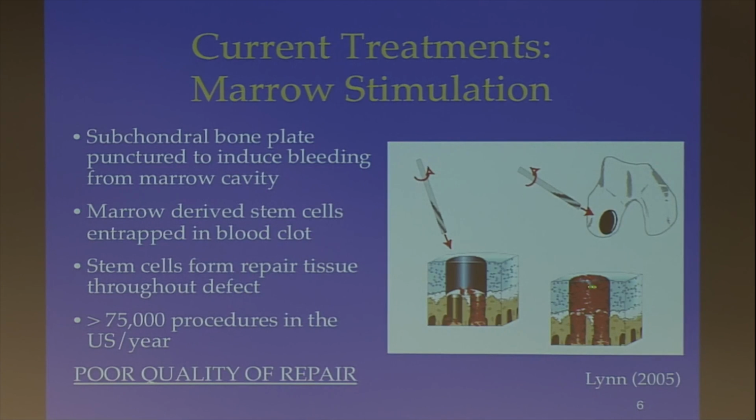The idea is that you've made a hole, and now that hole is going to fill up with a blood clot, which will have these mesenchymal stem cells, and that those will form cartilage. So it does work to some extent, but it's not really a great result. There's something like 75,000 of these done a year. As I said, this is the most common kind of repair.